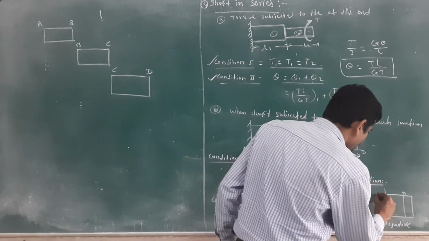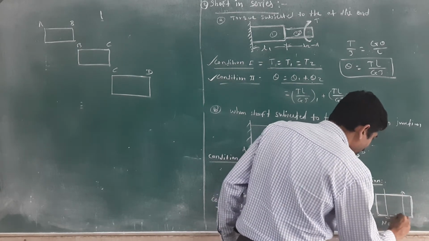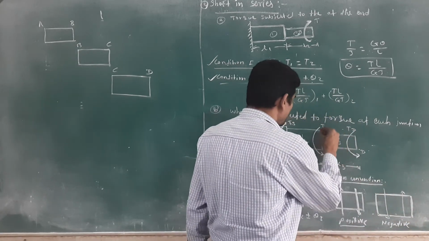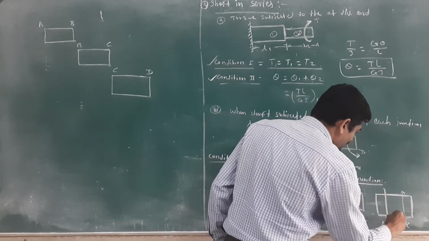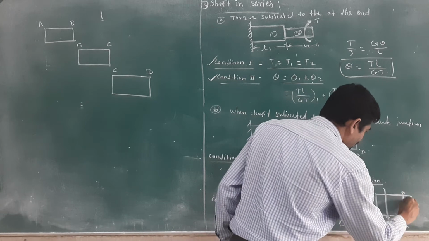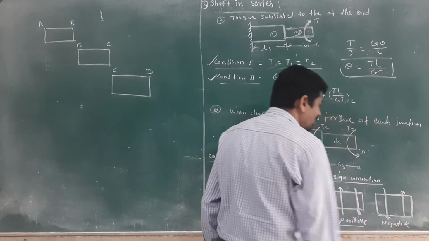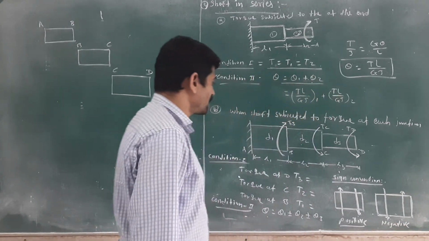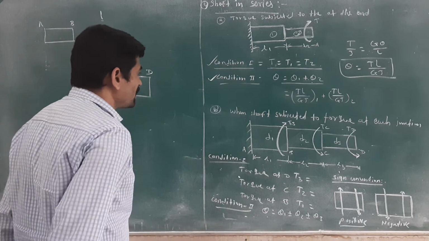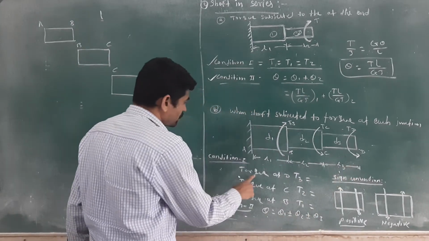Next, in a similar way, for the anti-clockwise direction: if the torque is applied anti-clockwise, then you should consider downward at the left end, and clockwise means upward at the right end. Then consider it negative. In this way, similarly, you will get the first condition, the torque at D.